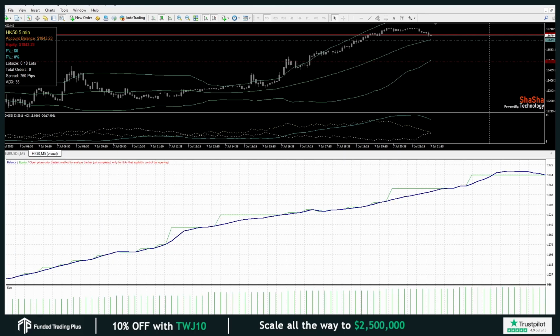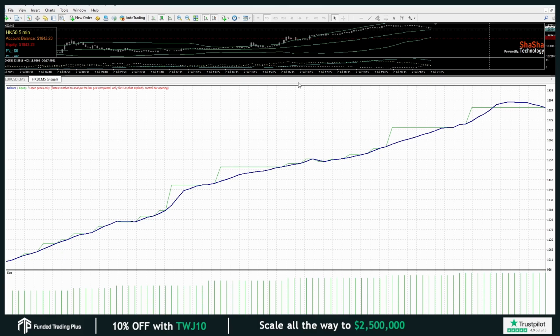But this is the kind of system that I'm working on right now. Not trying to do those get rich quick martingale or grid type of systems. I want something slow and consistent. So this will just be trading on the Hong Kong.